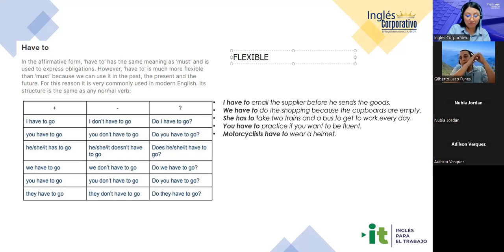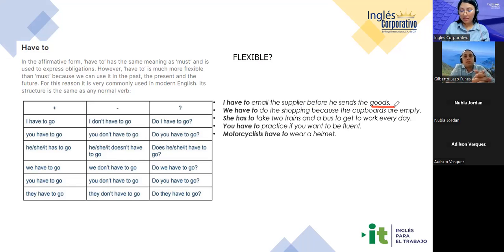Is it flexible? Whenever yes. Yes, right. Cuando digo flexible es que no hay mayor consecuencia. There you go. I have to email the supplier before he sends the goods. Tengo que enviar un email. ¿A quién? Al supplier. Who is the supplier, class? Proveedor. Tengo que enviar un correo al supplier before he sends the goods, antes que él envíe los goods.